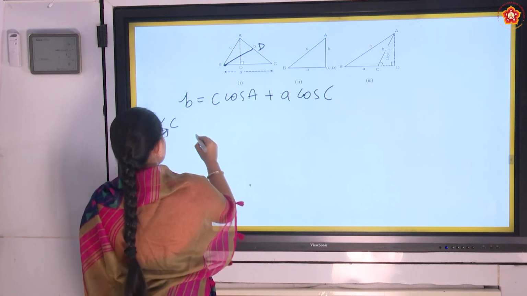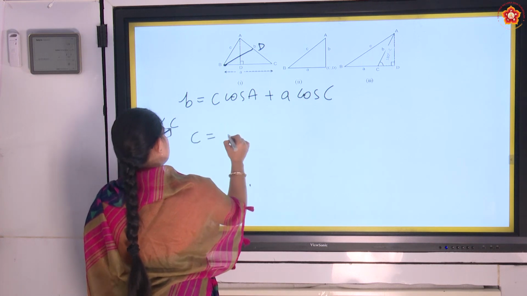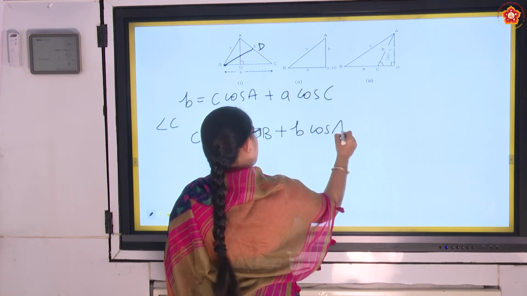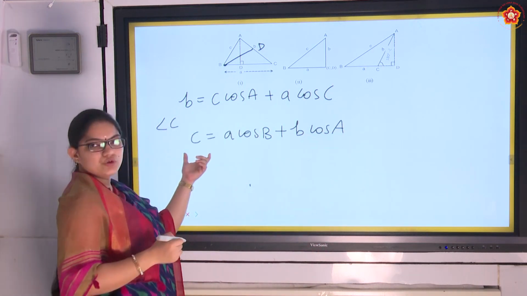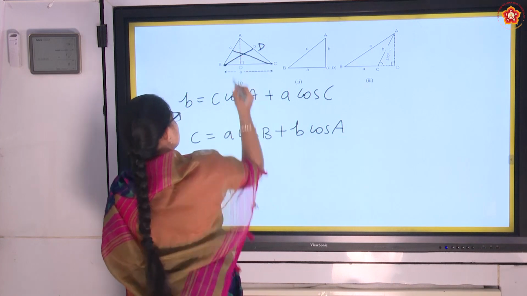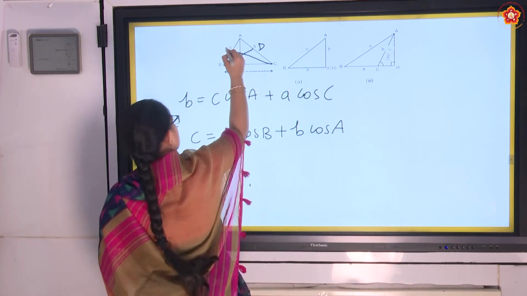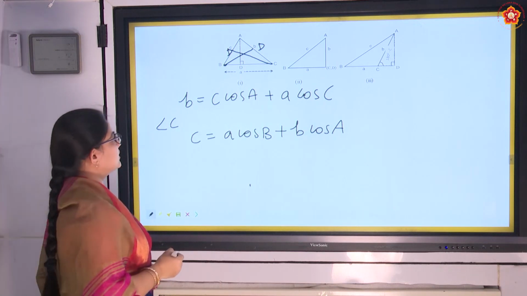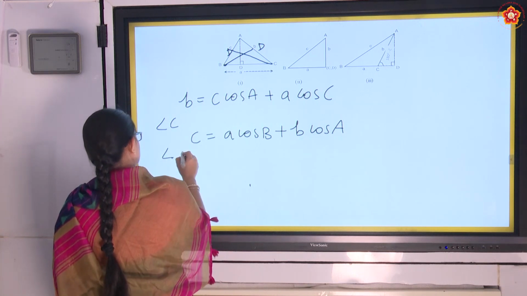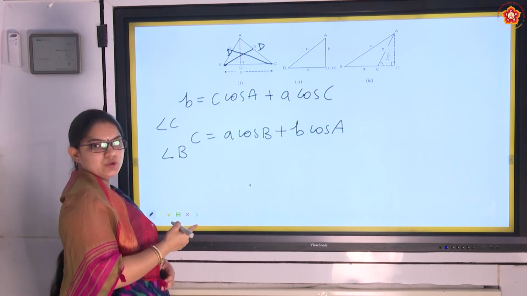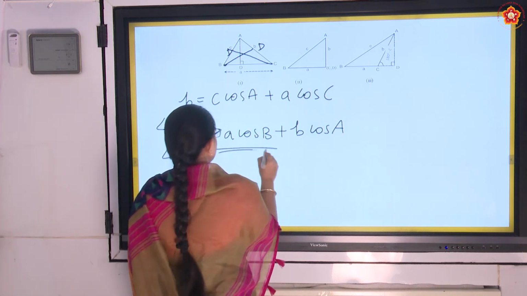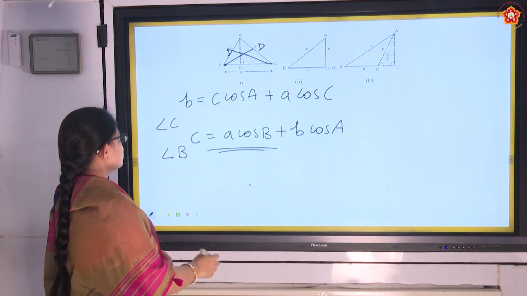Next, also we get C, which is equal to A cos B plus B cos A. This we can prove by taking the perpendicular from C. So we get the perpendicular CD, and you have to take the conditions, that is three cases, in terms of angle B. That is, angle B is acute, angle B is obtuse, angle B is right angle. So we can prove the projection formula.